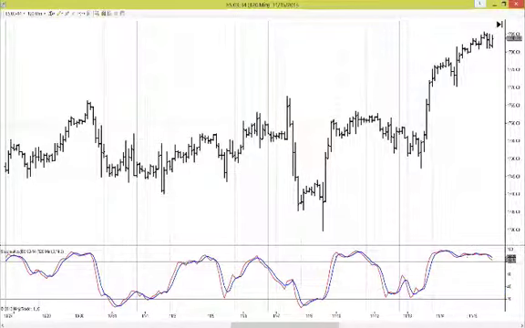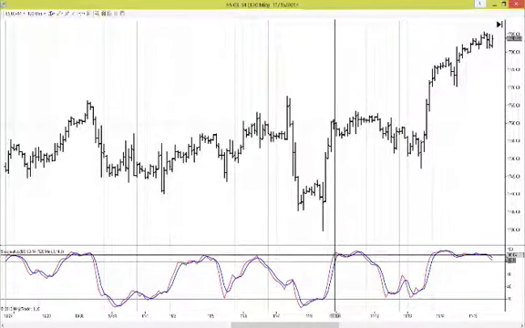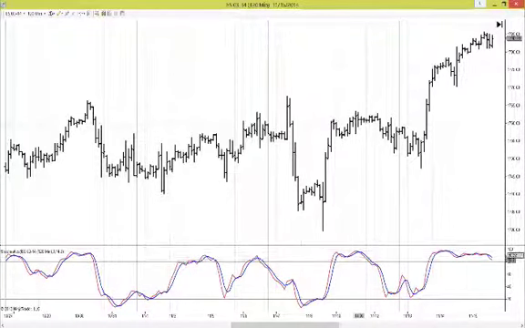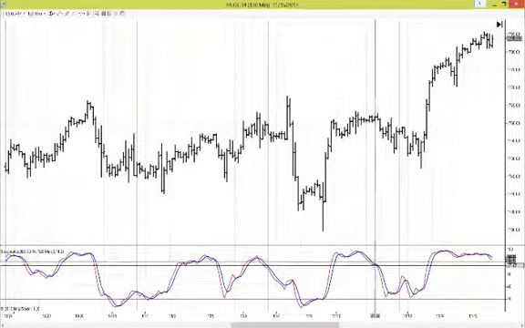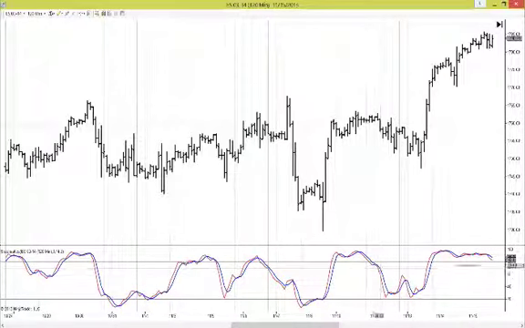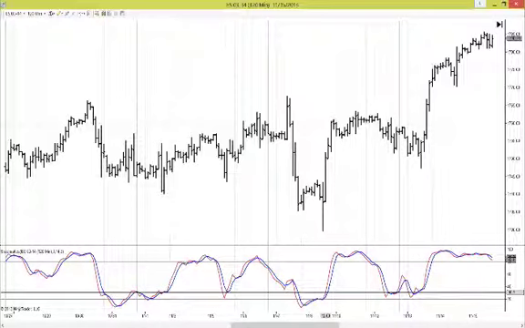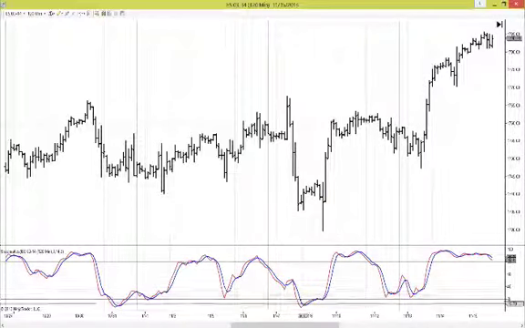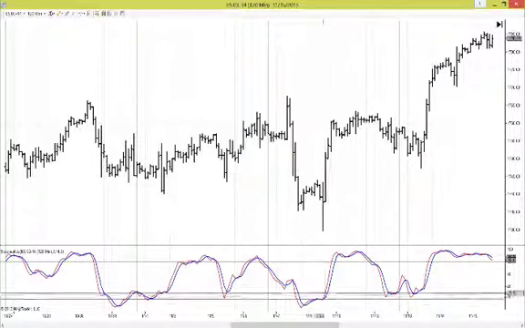For example, right here, the stochastic penetrated that zone, right? Both of them, and now it started to fall. We don't sell here, we wait until it falls below the 80 area, and now we have a safer trade. So the place to sell it would be once that it penetrates this 80 line, or 20 line if we want to buy. For example, in this case, both lines have penetrated the oversold area, and then it starts climbing back up. Therefore, now we have the possibility to buy here. Okay, so that is clear.